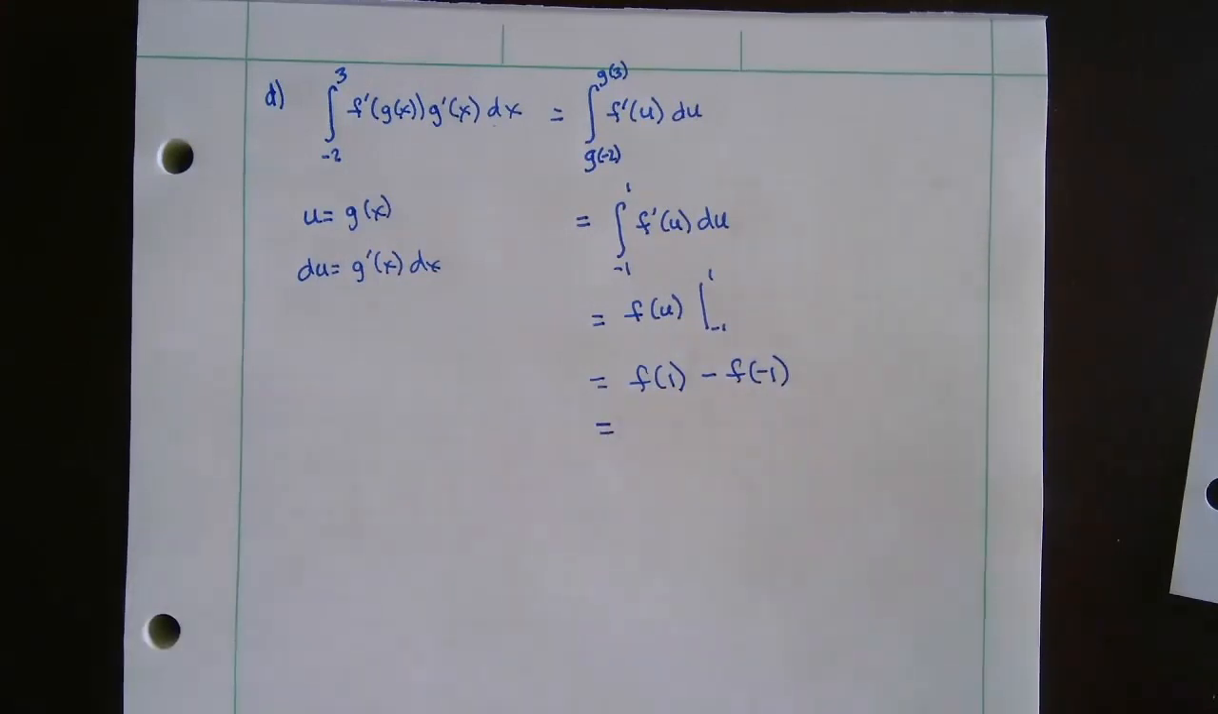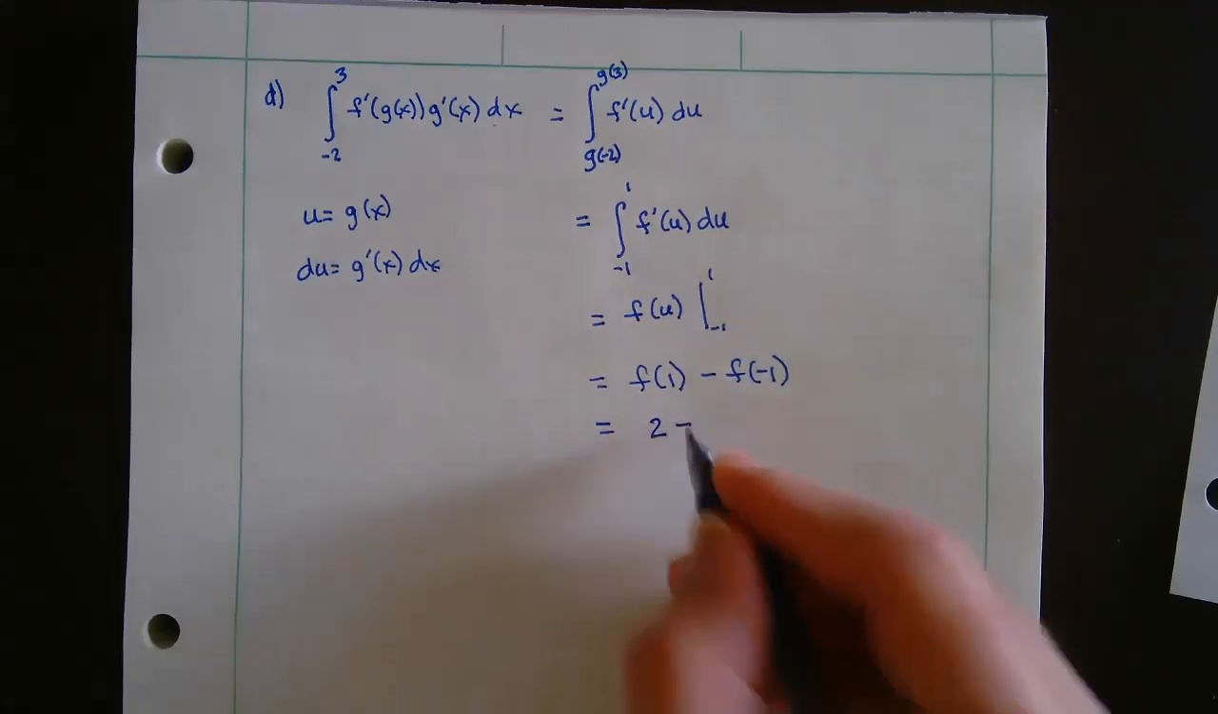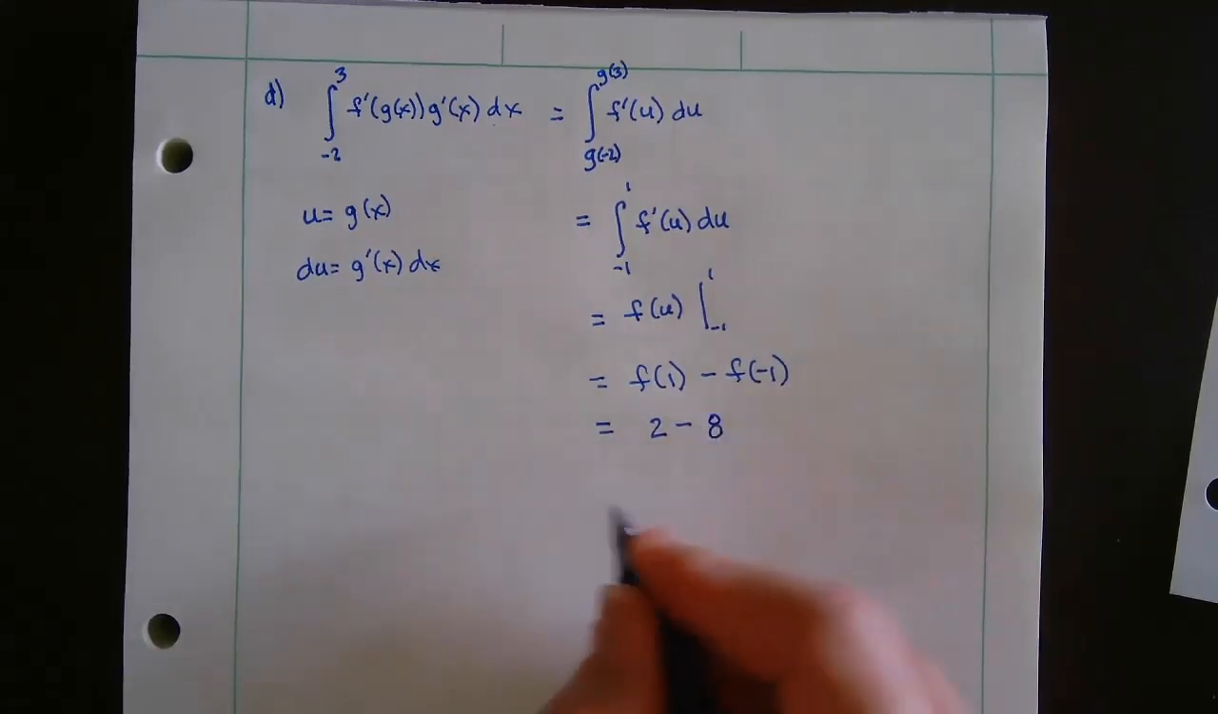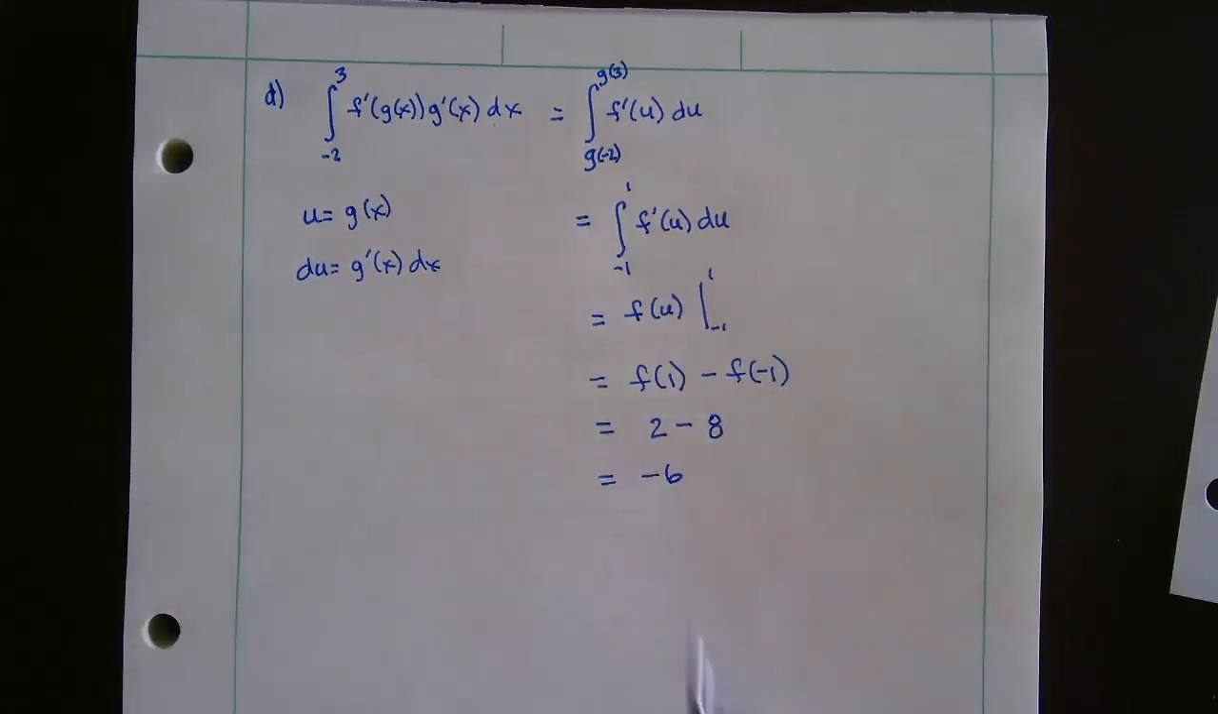What's f of 1? f of 1 is 2, minus f of -1, and f of -1 is 8. And 2 minus 8 is -6. So this integral is equivalent to -6. That's all there is to it, guys. That's part D, and we're done for today.